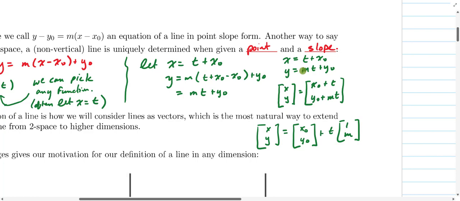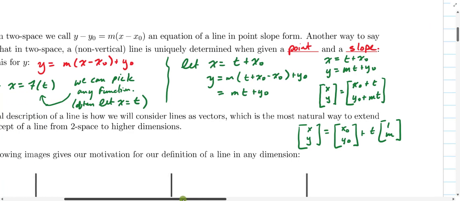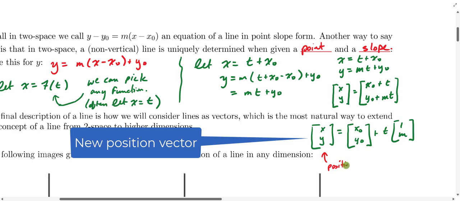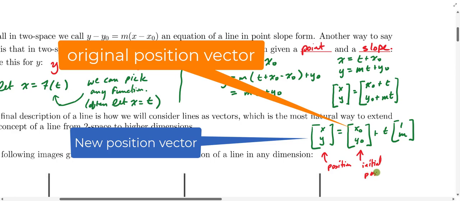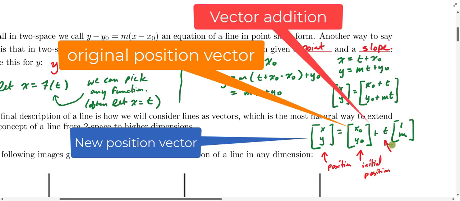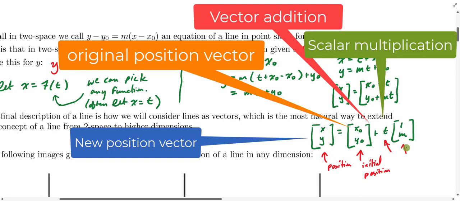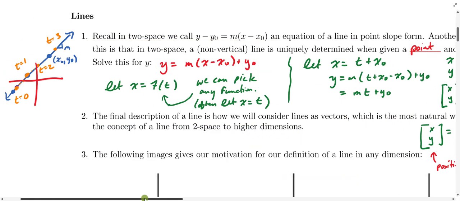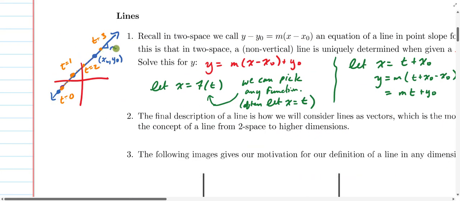Okay. This is going to motivate how we're going to think about lines, not just in R2, but in higher dimensions. And the key that I want to point out here is that my position could be thought of as some initial position plus some parameter t times a direction. That direction is related to the slope. So what we've done here is we've somehow encoded the slope as a direction vector into this problem. Okay? And we start off with some initial position that we want to talk about.